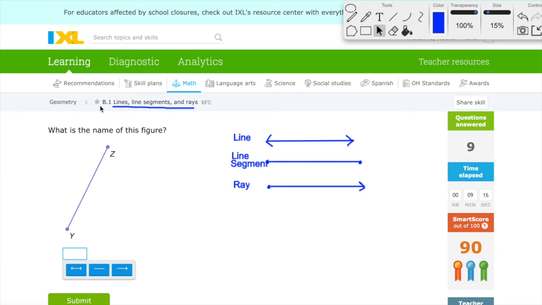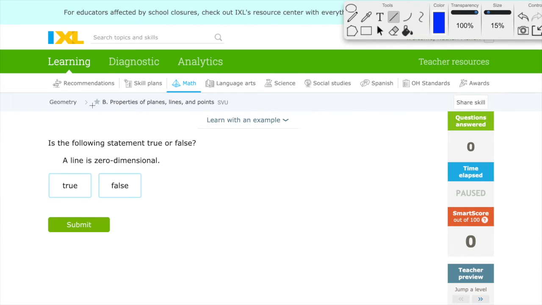So this was B1 in geometry. This one doesn't have a number yet, but it is properties of planes, lines, and points. So just another thing to get us thinking about geometry and how it works. So now we know what a line is. We know what a point is from algebra. We might not exactly know what a plane is, even though you've talked about a coordinate plane. We'll talk about that a little bit too.